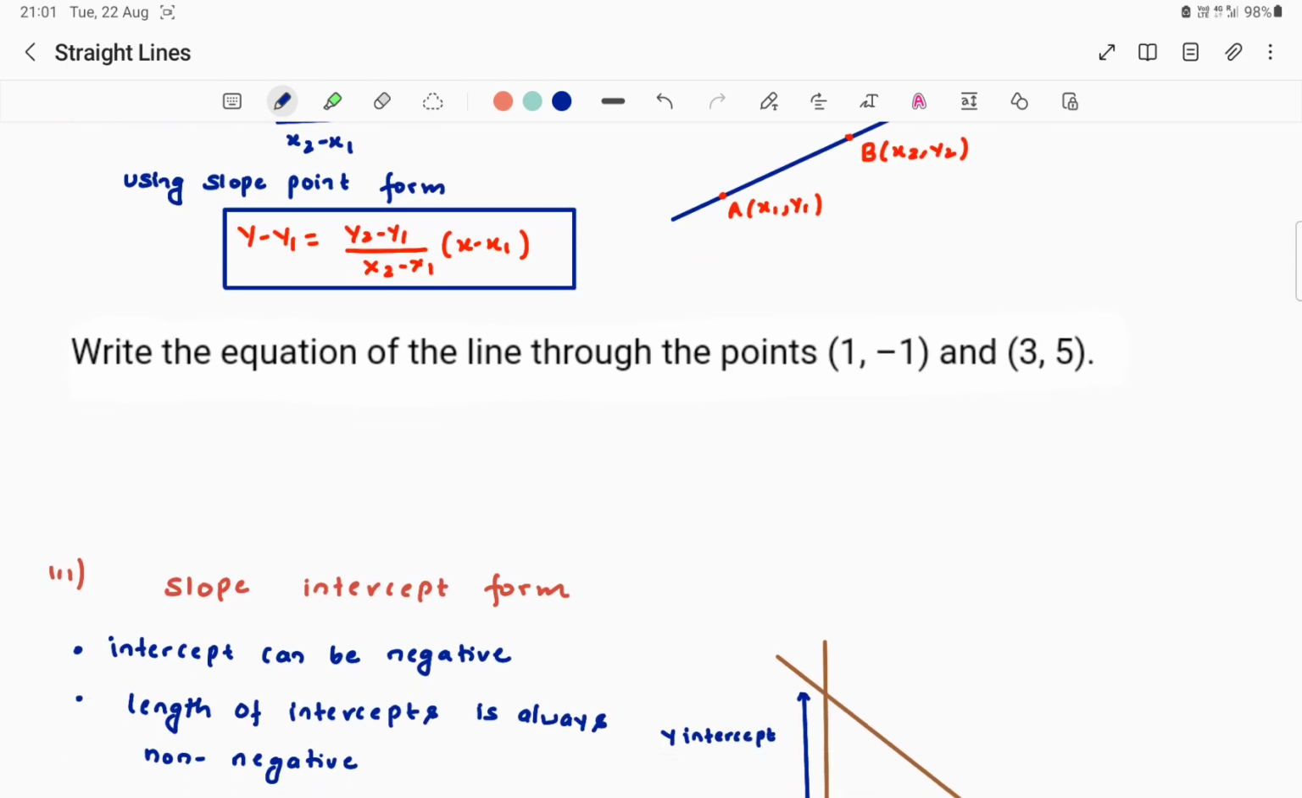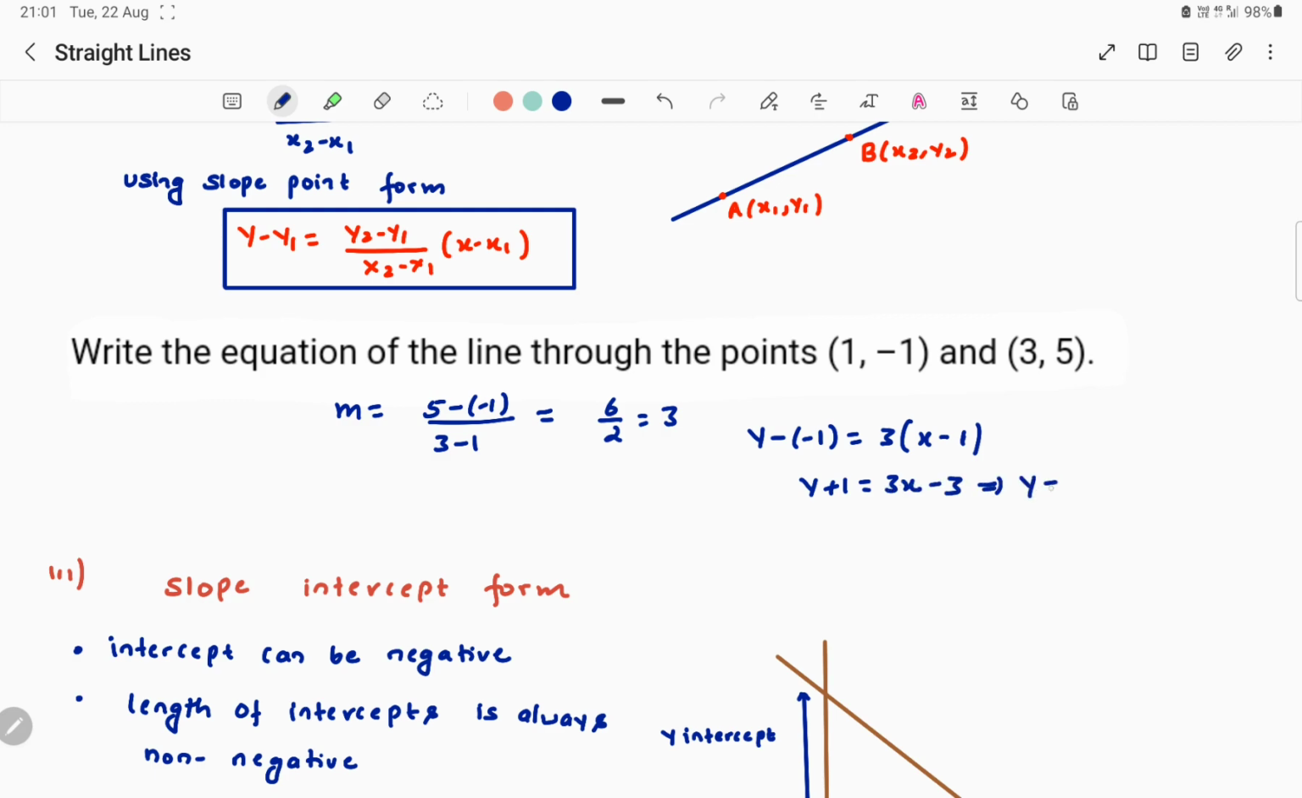Another example, they have given us two points. So first figure out the slope. Slope is 5 minus of minus 1 divided by 3 minus 1, which is 6 by 2, which is 3. So the line equation, you can take any one of the points, it doesn't make any difference. So y minus of minus 1 is 3 into x minus 1. When you simplify, you get y plus 1 is equal to 3x minus 3, or y plus 4 is equal to 3x.